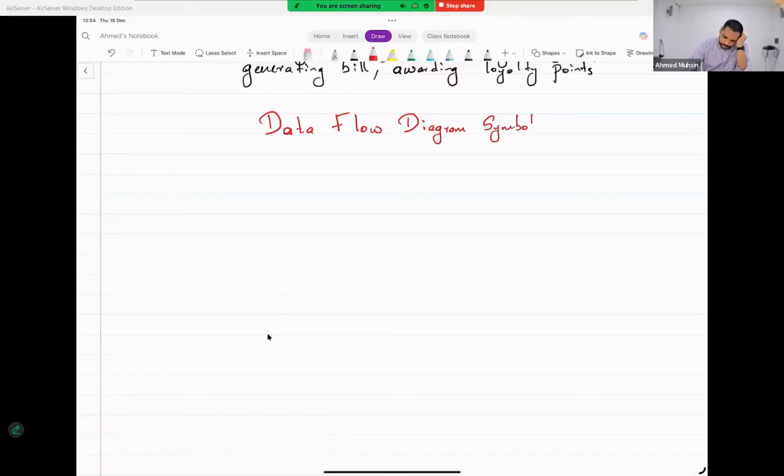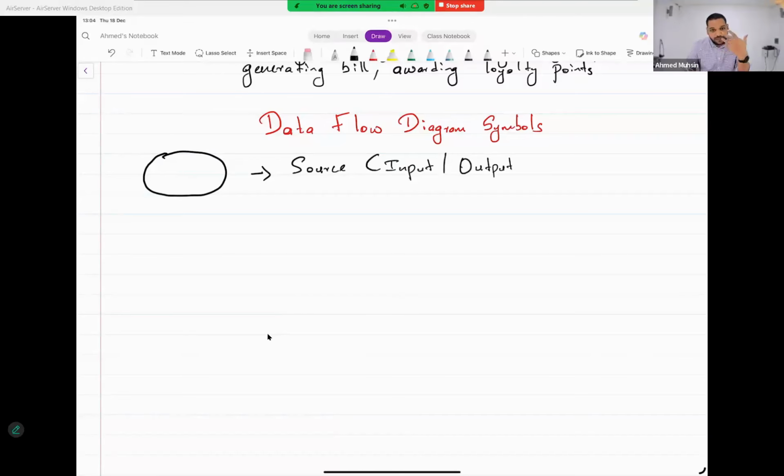Okay, so everybody, the oval shape represents a source. It could be input or output. Your source could be giving input or it could be receiving an output.